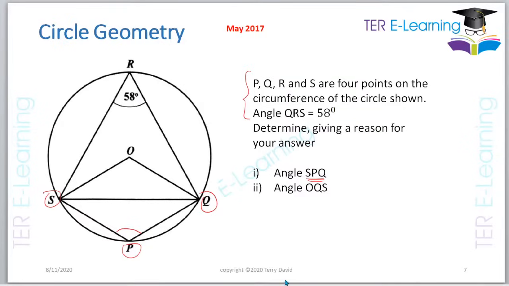What is SPQ? Alright, I see Emma saying 122. Anybody else want to give the answer? What do you think? So in order to answer any of these questions, we have to remember the rules, right?